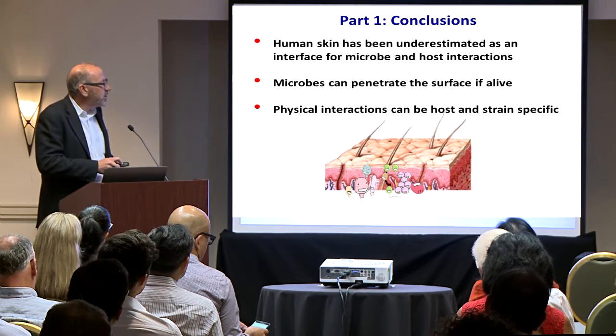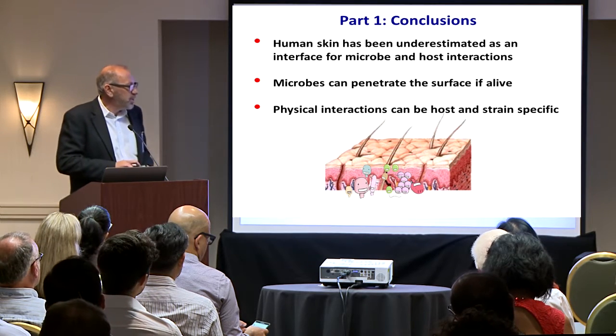And then these physical interactions could be host and strain specific. For example, if strains have different abundances of proteases, perhaps they enter differently. If the host has a different barrier to that protease, it could influence that. So there's a lot of room for discovery in just this first part.